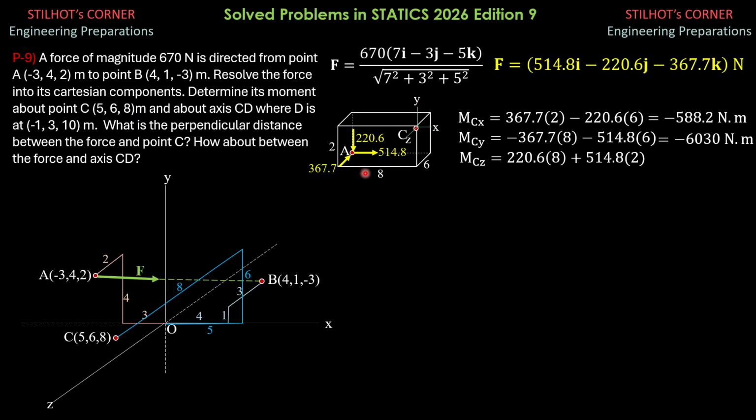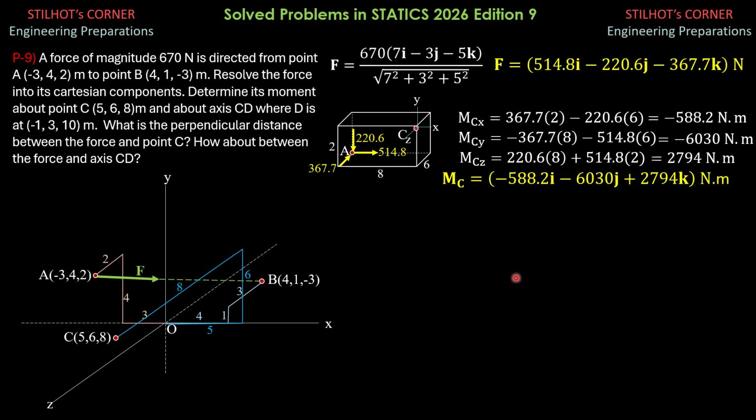So 220.6 is positive times 8, then 514.8 times 2, that's also positive. Computing, it is 2794 Newton meter. So in vector form, M sub C is the quantity negative 588.2 I, negative 6030 J, then positive 2794 K Newton meter.